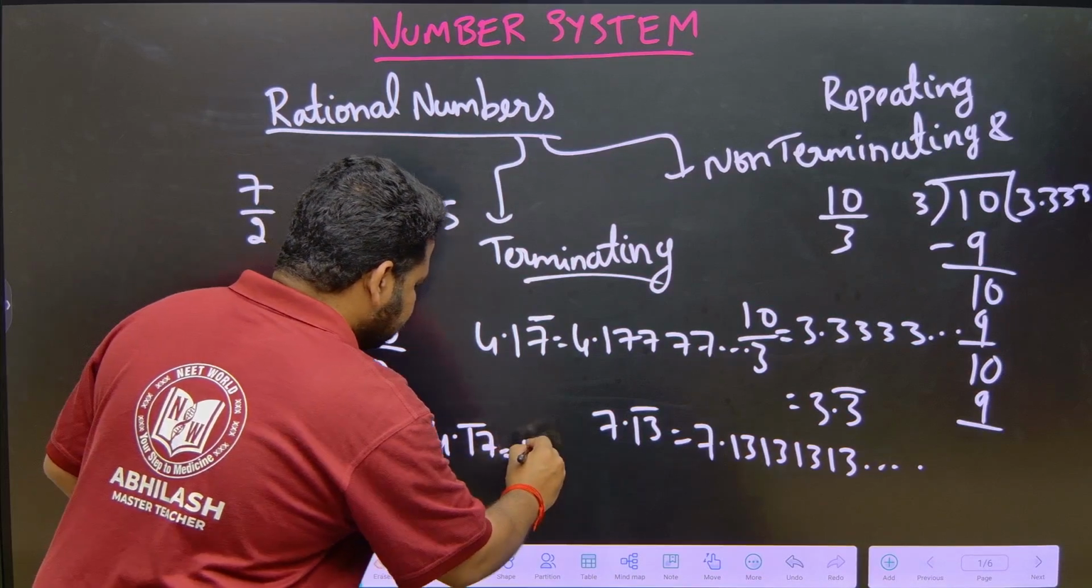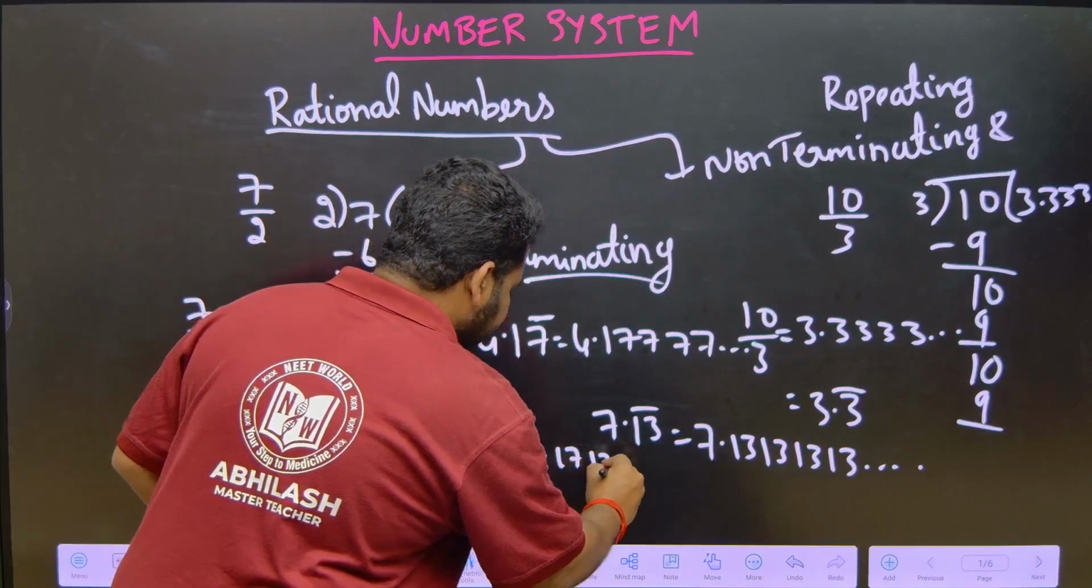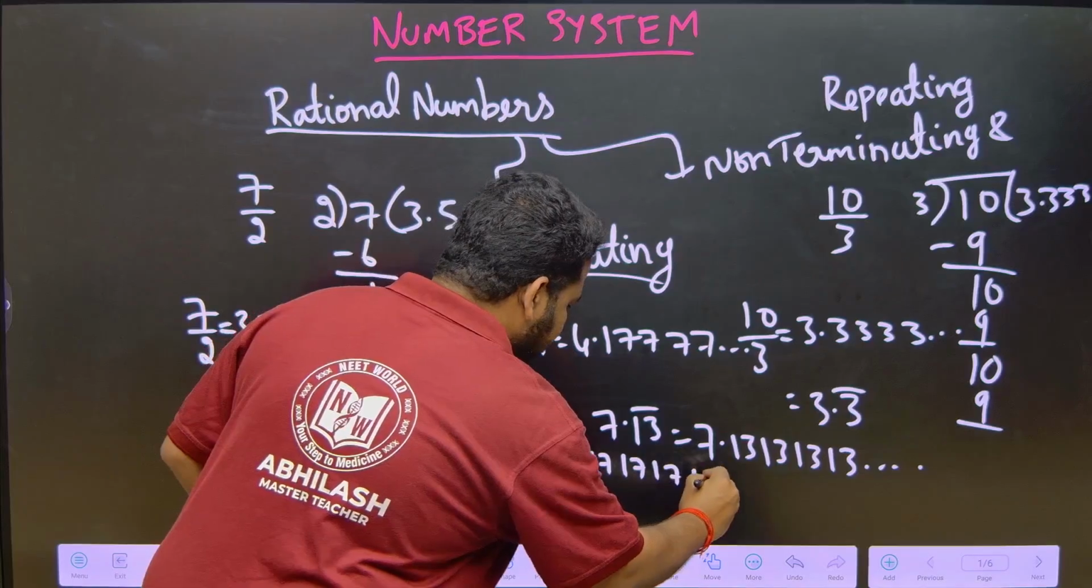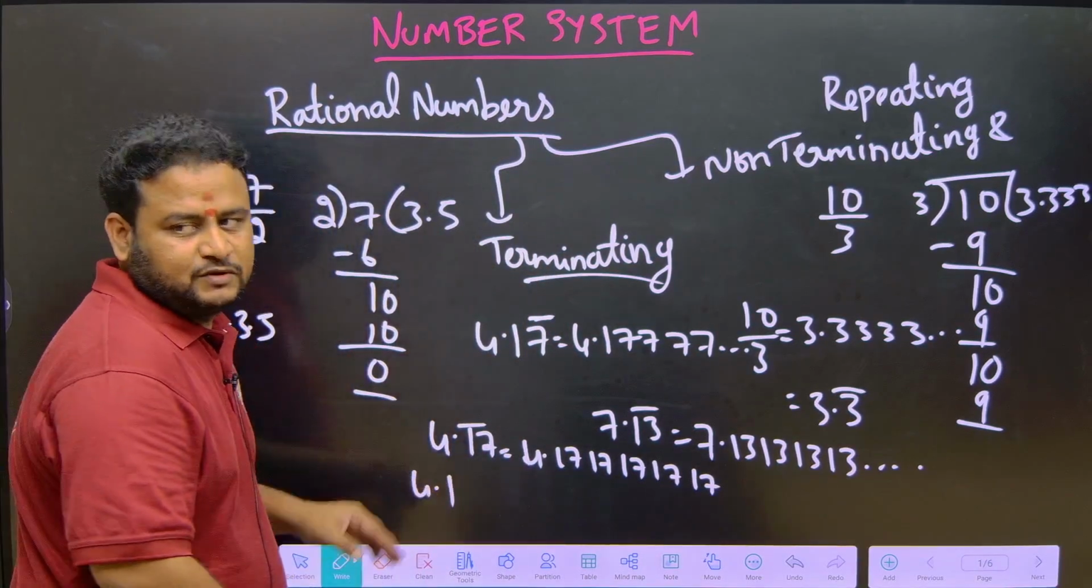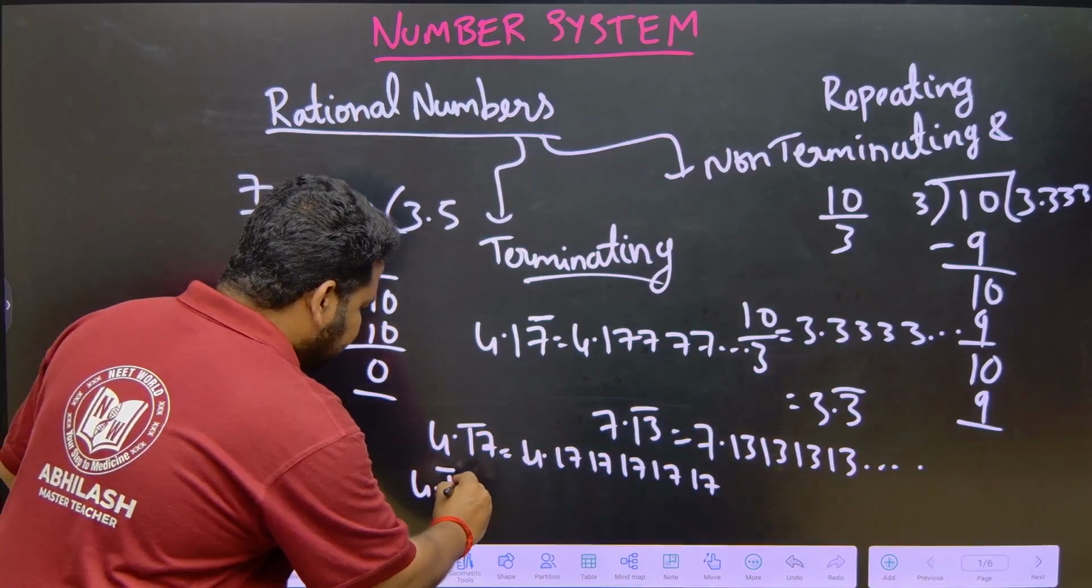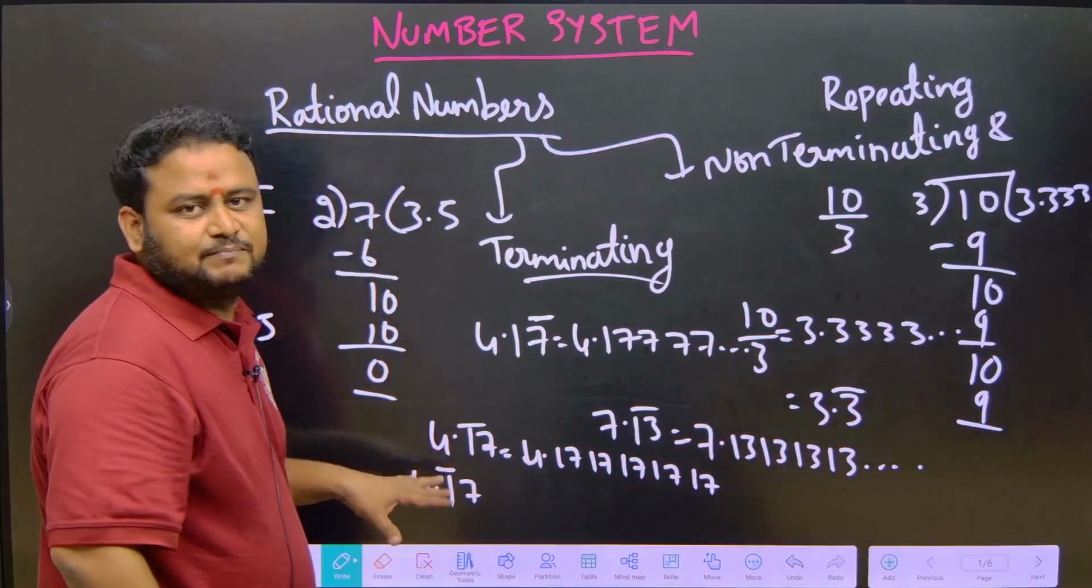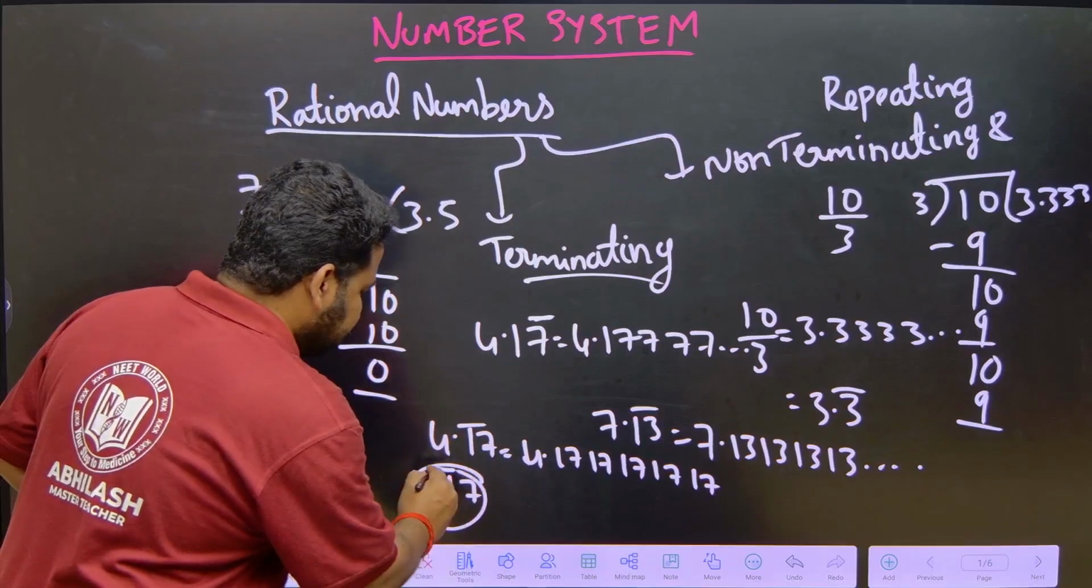So, this will become 4.17171717, it goes on like this. Or you might have a doubt, what if 4 point with bar only over 1 and 7 separately, written like this. Such a number does not exist at all.